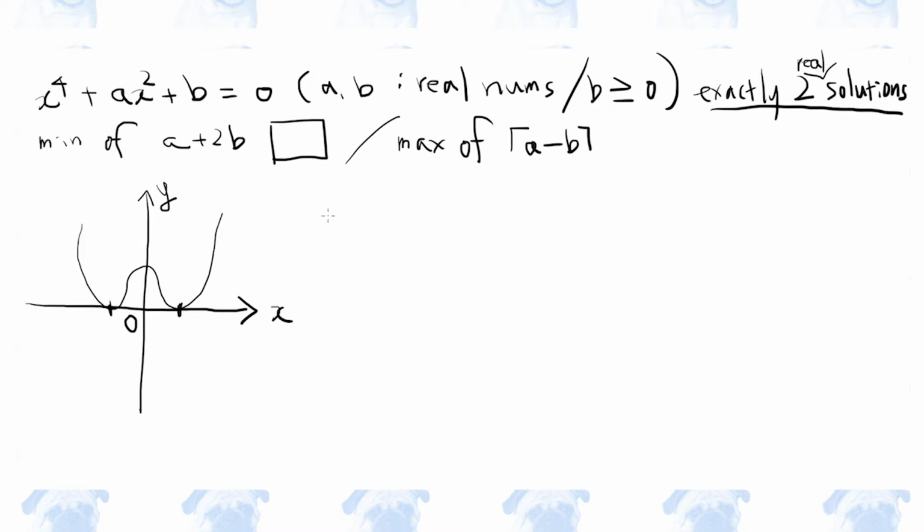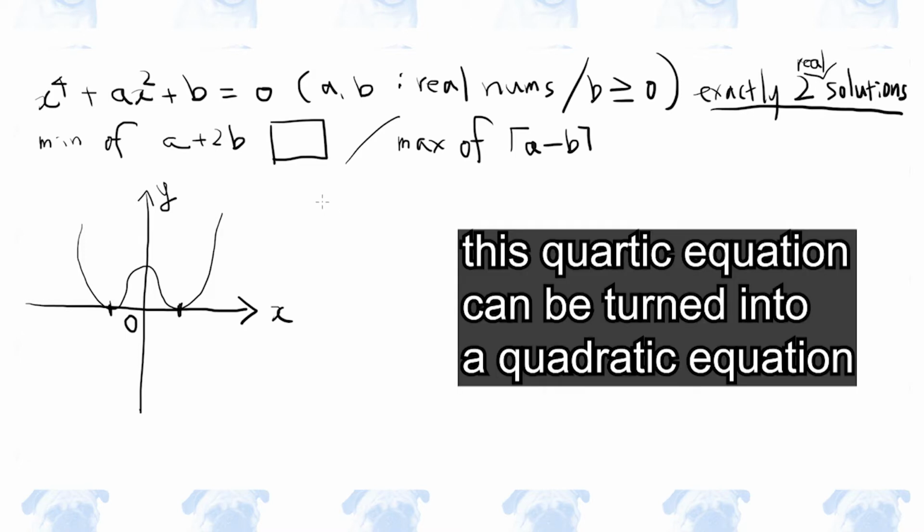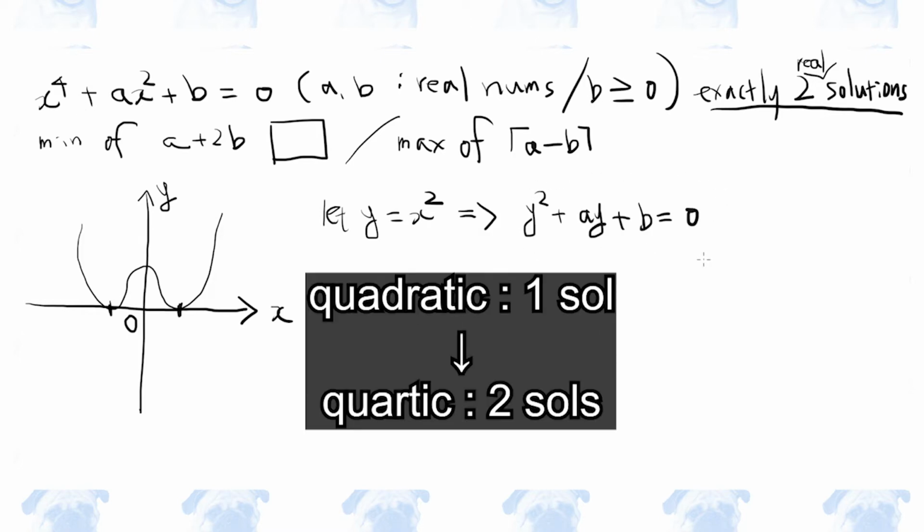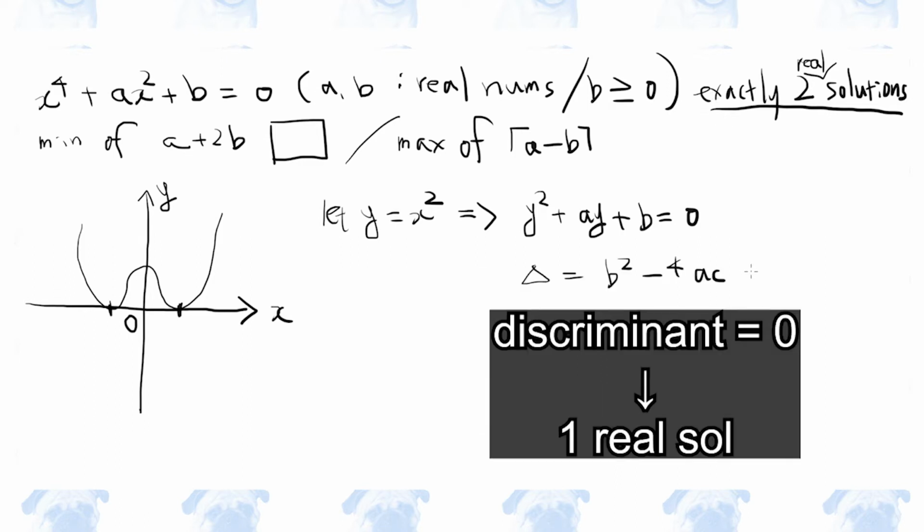In order to solve this question, first of all, let's say that y is equal to x squared, so that we can express the quartic equation as a quadratic equation. If this quadratic equation has exactly one real solution, then the original quartic equation will have exactly two real solutions. When the discriminant of a quadratic equation is equal to 0, then the quadratic equation has only one real solution.